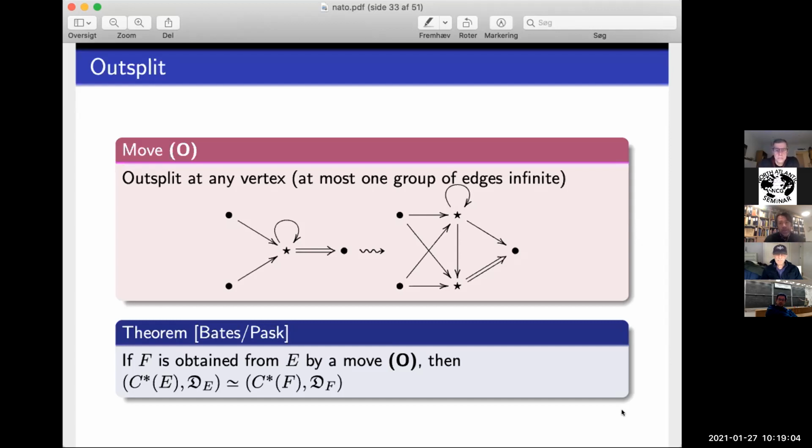So this I do to my graph, and there are various rules saying what you're not allowed to do. First of all, you need some edges. So I'm not allowed to outsplit a sink. Also, if I have infinitely many edges, then one of my piles needs to be infinite, but there can only be one of them that has infinitely many edges. And then in an old paper by Bates and Pask, they prove that if you do this to your graph, then the C-star algebras will be isomorphic on the nose. And they will also send the diagonal to the diagonal, and they will also commute with the gauge action you asked about. So this is one thing that I would like to do to my graph.